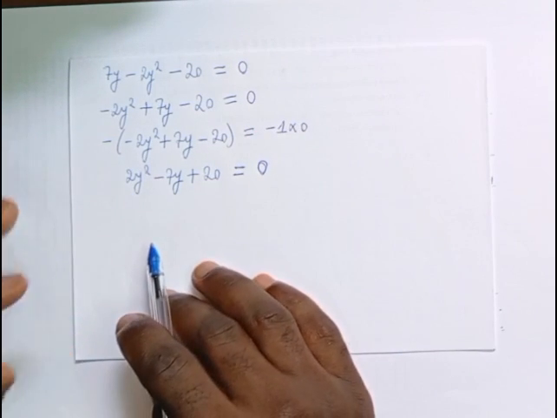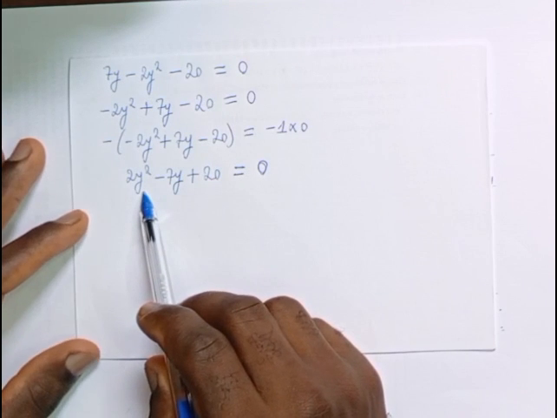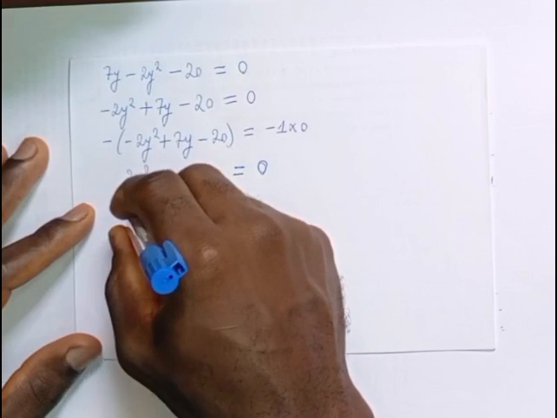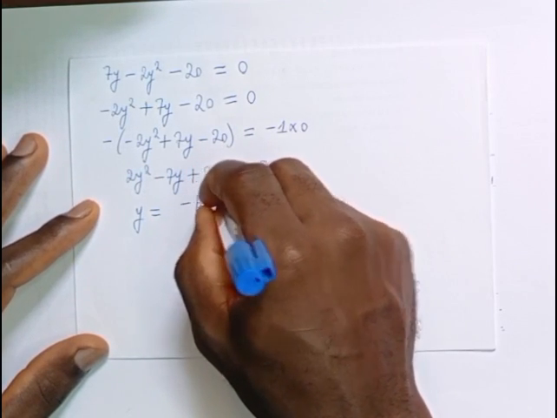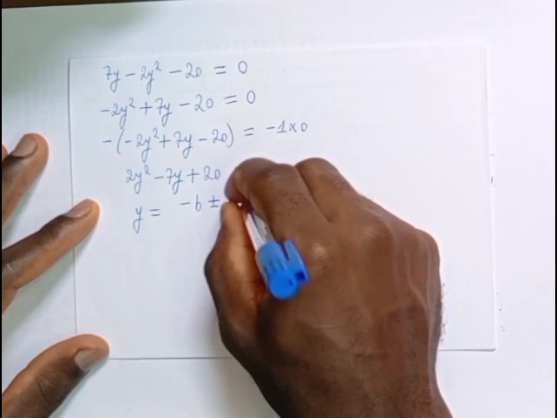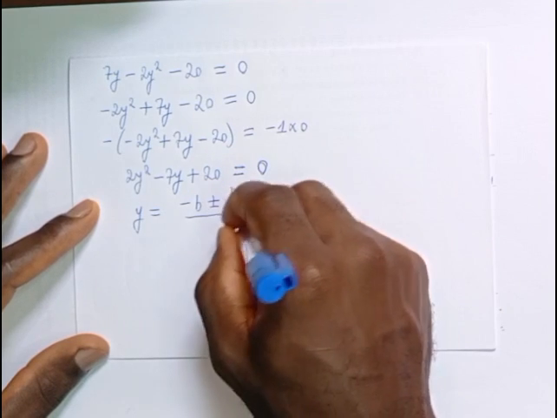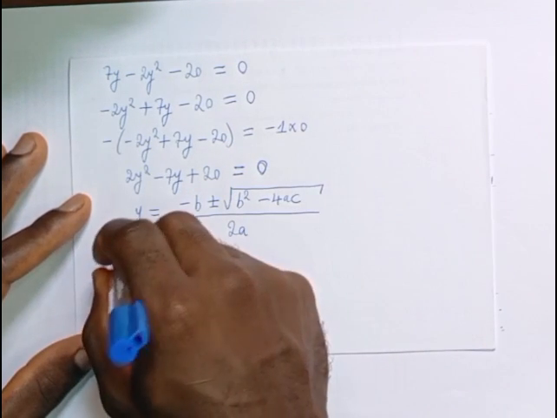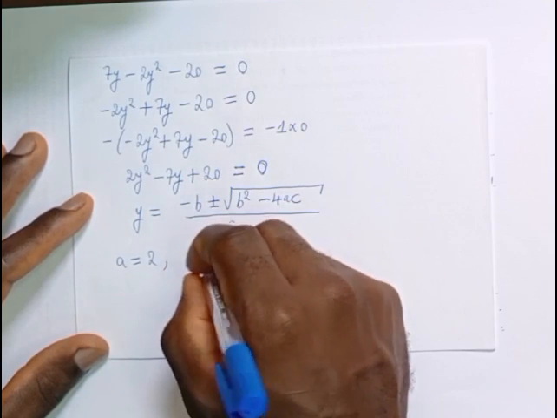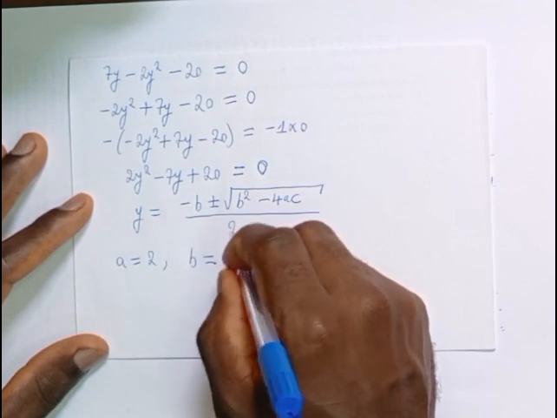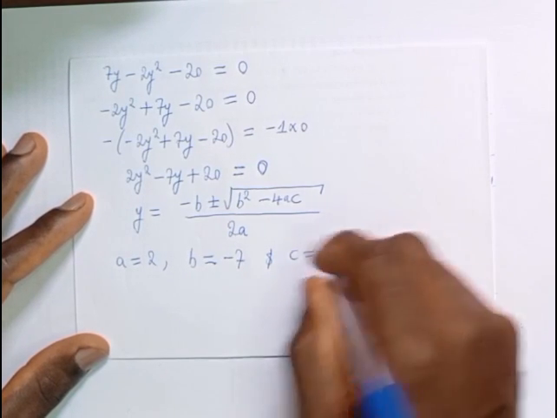This is a quadratic equation. Next, we have to solve this quadratic equation for y. We are going to make use of the quadratic formula. The quadratic formula states that y will simply be equal to negative b plus or minus the square root of b squared minus 4ac, all divided by 2a, where a is the coefficient of y squared, which is 2, b is the coefficient of y, which is negative 7, and c is the constant term, which is 20.